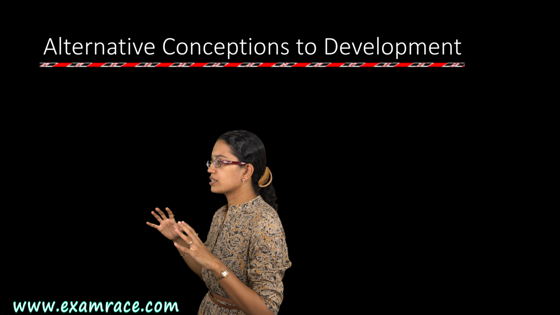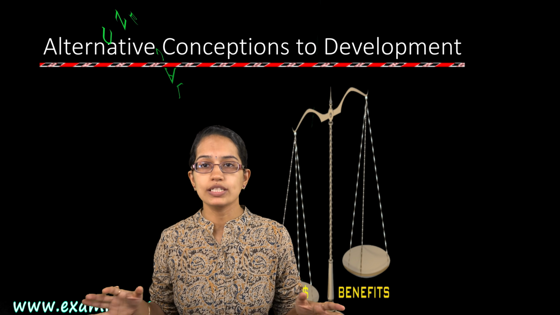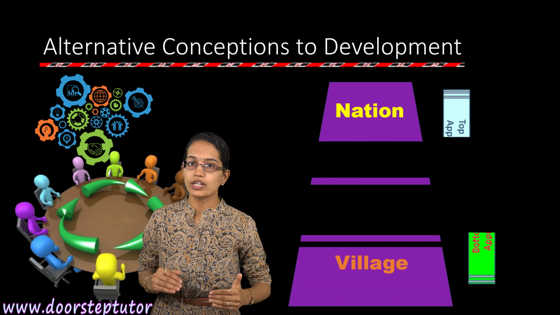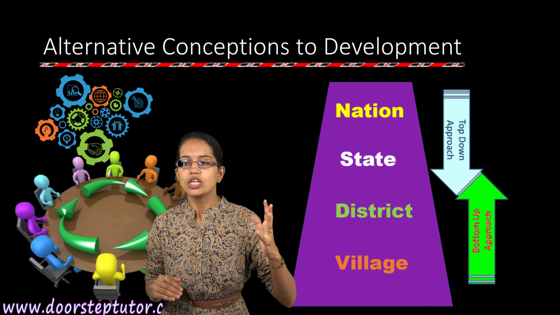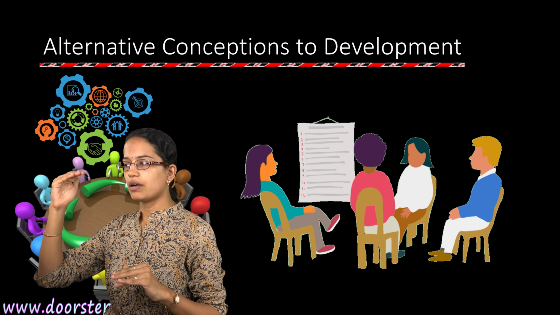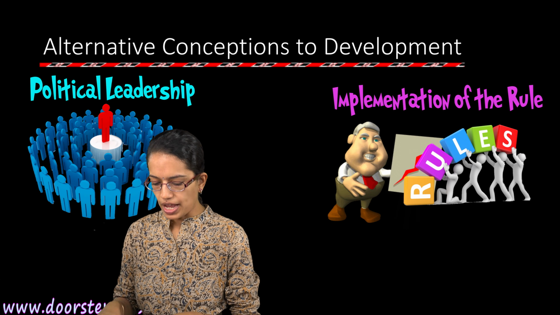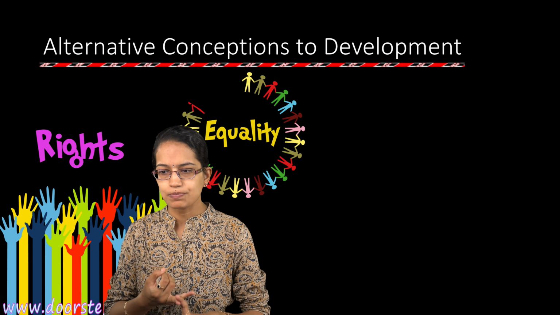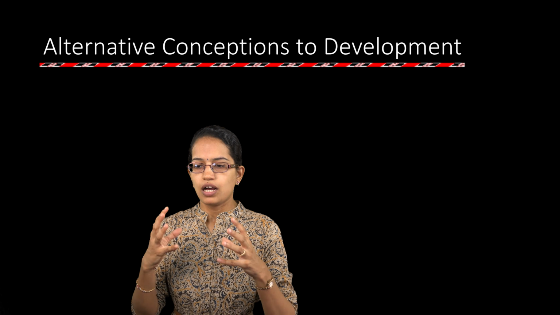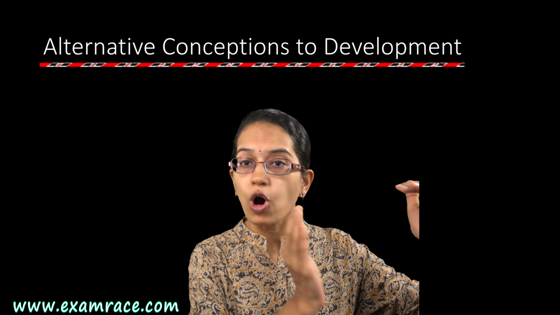The first is that the distribution of the cost and the benefits must be equated. As of now, we have unequal distribution of cost and benefit. We also have to lay down strategy. So it could be either a top-down approach or a bottom-up approach. So implementation of the project must be very, very particular. We must be very specific about the political leaderships coming in and the implementation of the rule in such a fashion that the rights are maintained, equality is maintained, democracy is not affected, and justice is maintained.